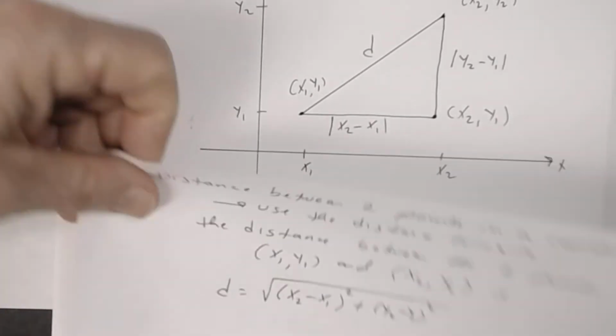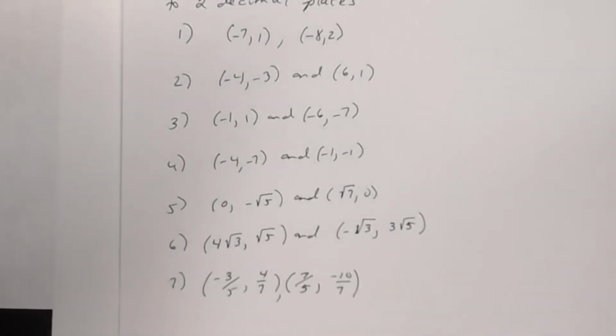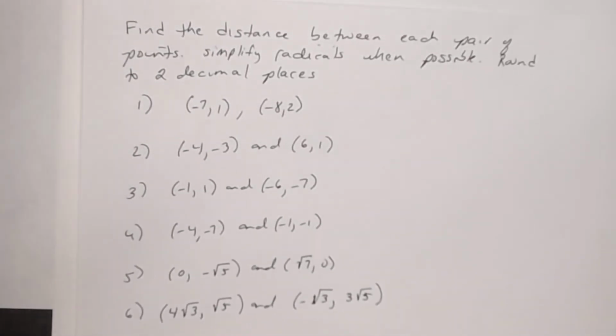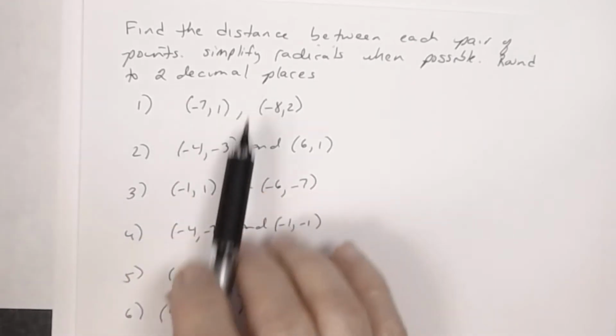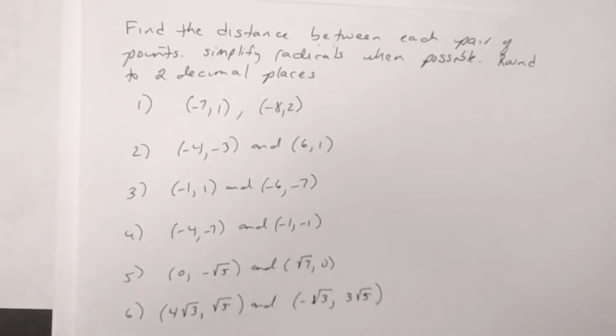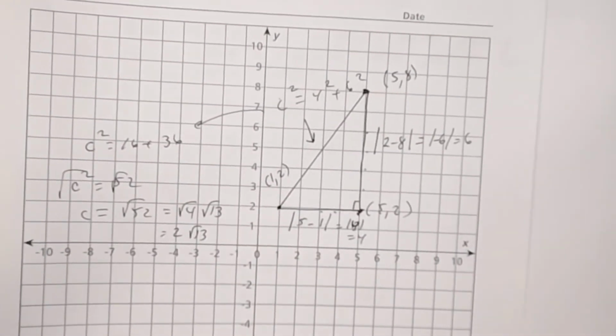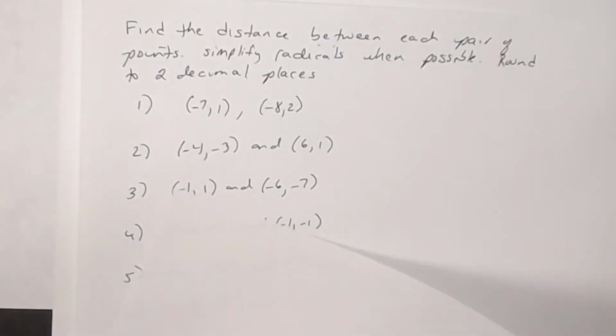So this is going to be number 1. So number 1, let's suppose we had, now the direction is going to say, find the distance between each pair of points, simplify the radicals when possible, and then round to 2 decimal places. Okay? All right, now, do not use Pythagorean theorem. In other words, I don't want you to go in and plot those points and use Pythagorean theorem. I want you to use the distance formula. So you use the distance formula.